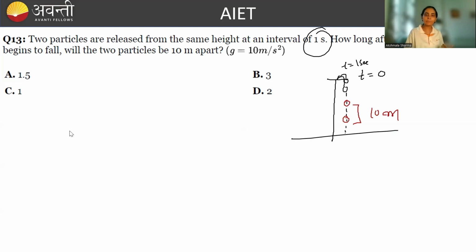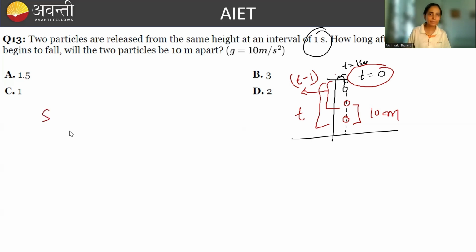So if I say after time T this is happening, it means the first particle, which started at T equal to 0, has traveled for time T. And the second particle, which started after 1 second, must have traveled for how much time? For time T minus 1. Done. So the distance traveled by the first particle minus the distance traveled by the second particle should be equal to 10 meter.